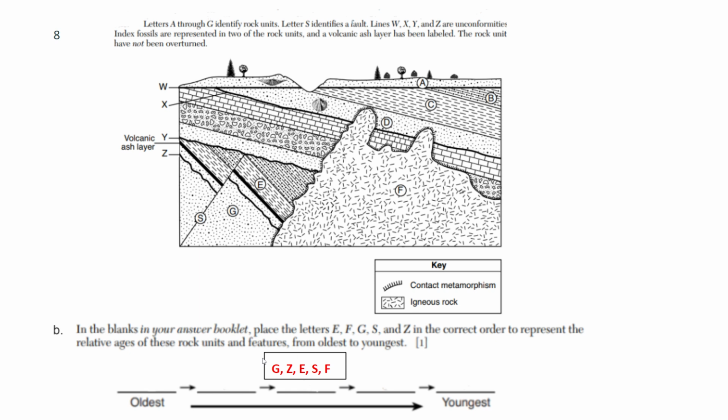So G got deposited, and then Z, the unconformity, happened, and then E, the layer, formed, and then S, the fault, happened and cracked the layers, and then F happened. An intrusion went through all those rock layers.